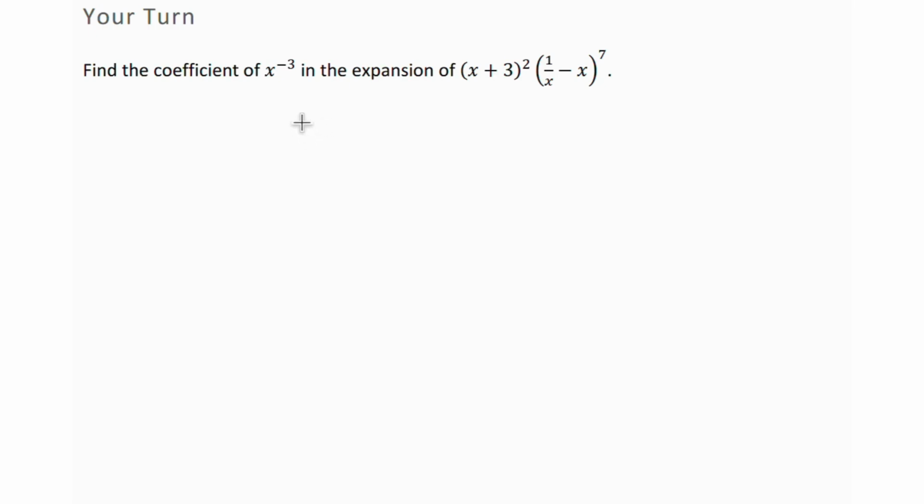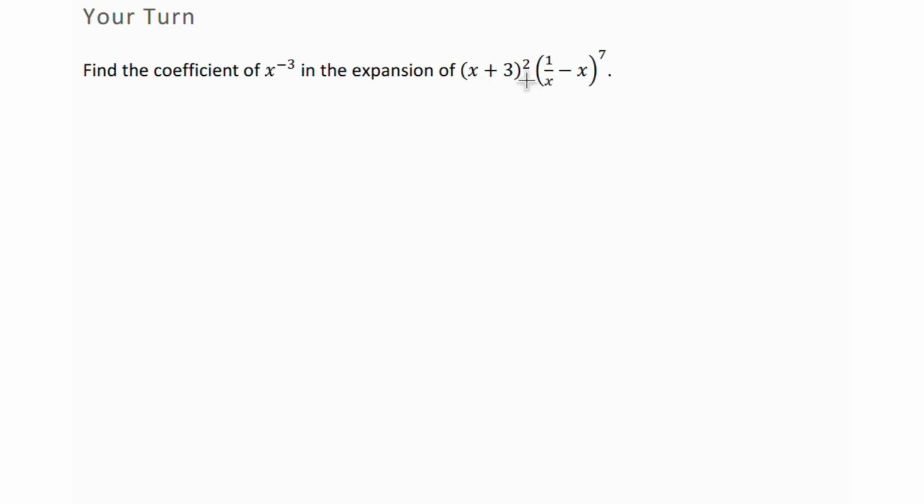Find the coefficient of x to the power of -3 in the expansion of (x + 3)² times (1/x − x)⁷. So we need to think about the different ways that when we multiply these out, we could get an x to the power of -3.